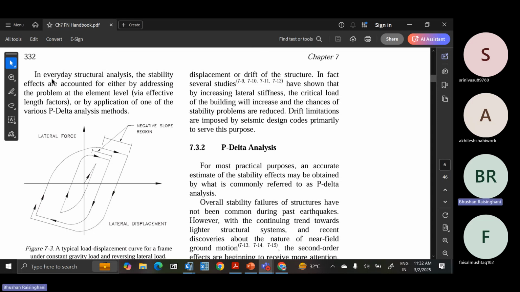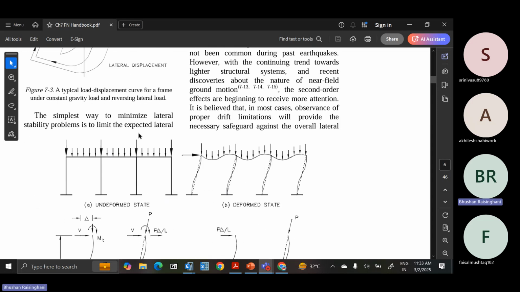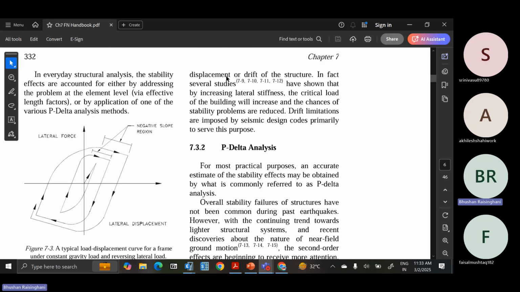So in everyday structural analysis, the stability effects are accounted for either by addressing the problem at the element level, that is via the effective length factor. So in structural analysis, we consider the effective length factors, or by application of P delta methods, we are addressing the stability effects. And the simplest way to minimize the lateral stability problem is to limit the expected lateral displacement or drift of the structure. So what is the best way to restrict the drift of the structure?